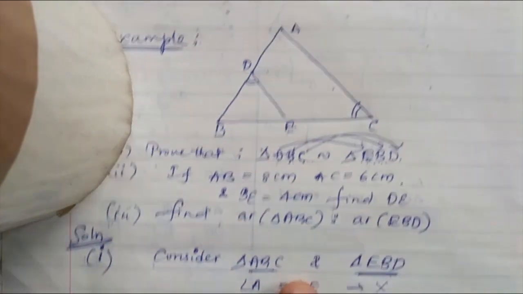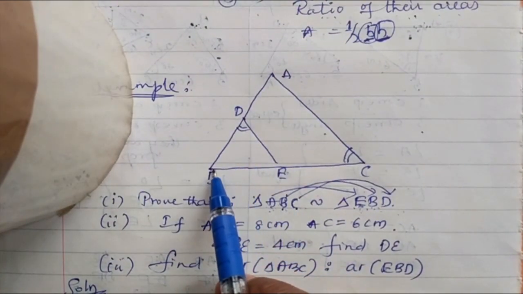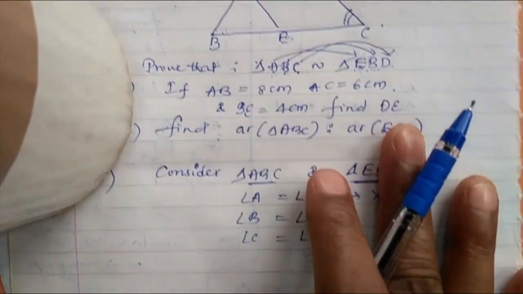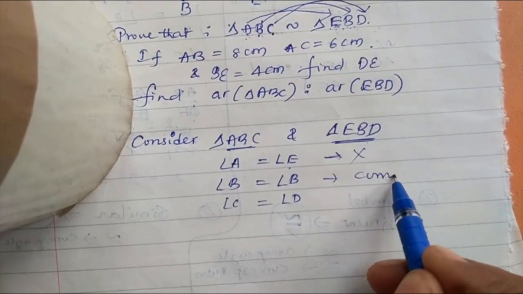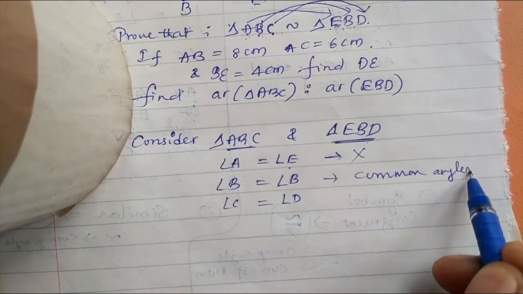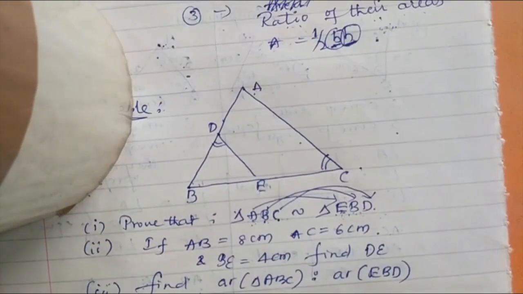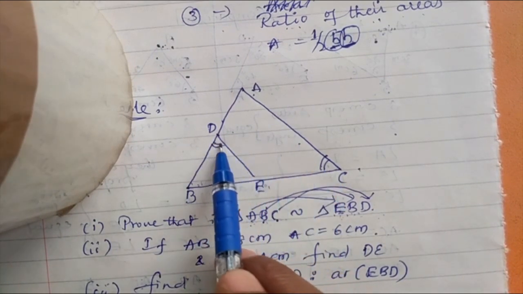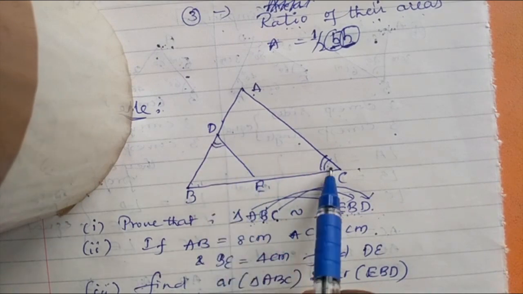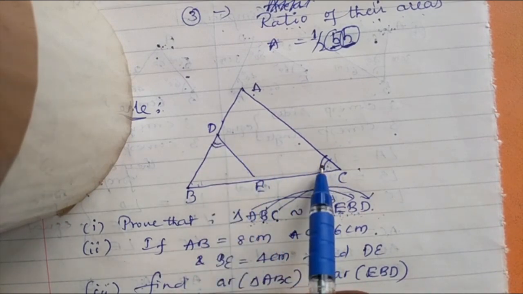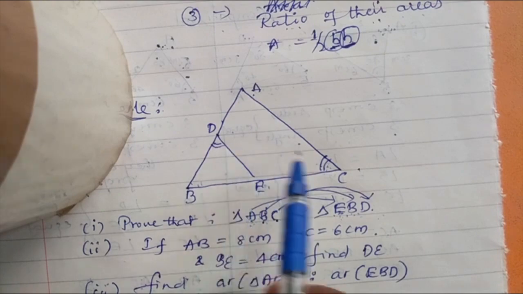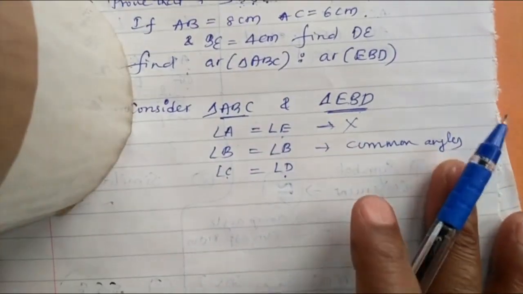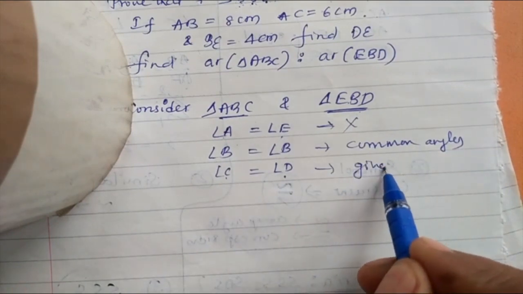Next, angle B equals angle B. Here angle B is common for both triangles. In ABC, B is there. In DBE, B is there. So angle B is common. Next, angle C and angle D. Let us check the diagram. Angle C is there, angle D is there. Between these two, what relation? Already in the question double arcs are given. In geometry, this kind of symbol tells you that these two angles are equal. It is given that angle C equals angle D because they are marked by two arcs. So we proved two.